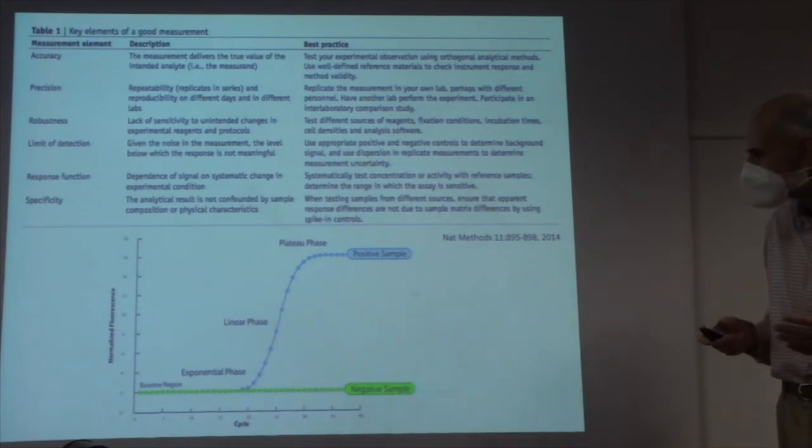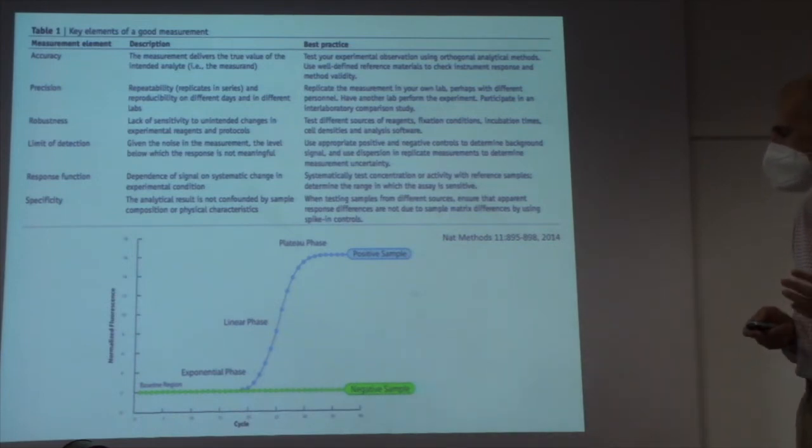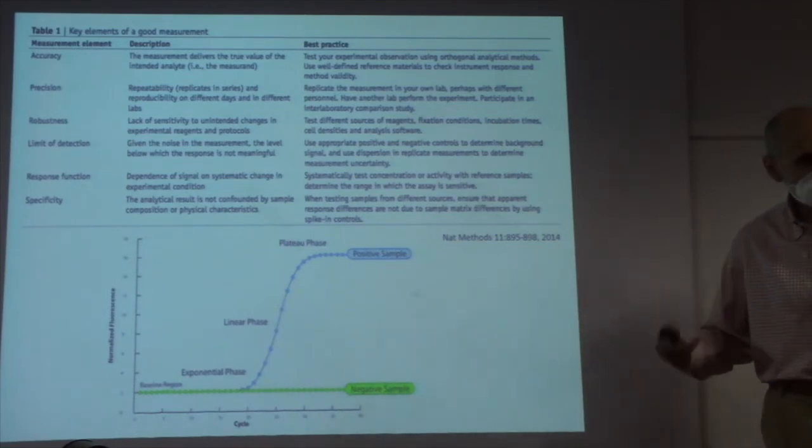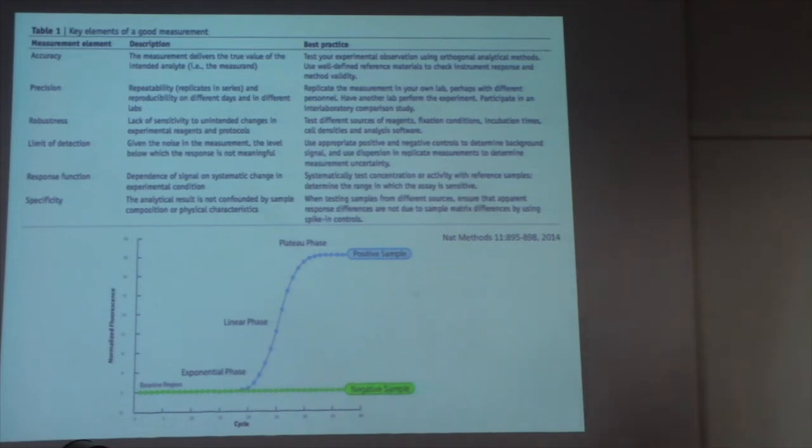starting material, let's say, you'll find that perhaps you need 10 cycles to begin to see fluorescence increase. If you have 1 picogram, you'll probably need 15 to 20 cycles to see something. If you have less, even more cycles and so on. And determine the range in which the assay is sensitive.